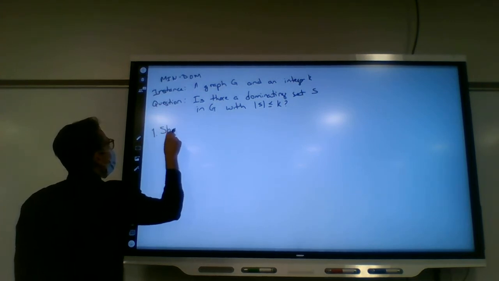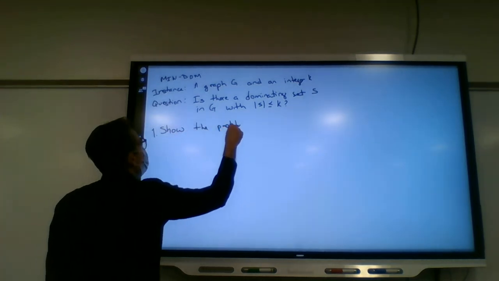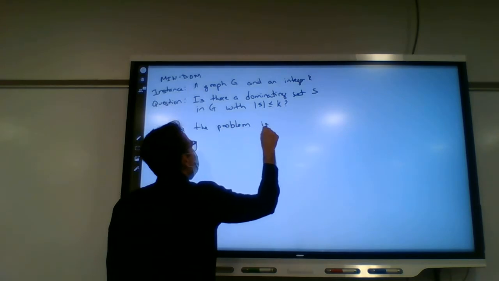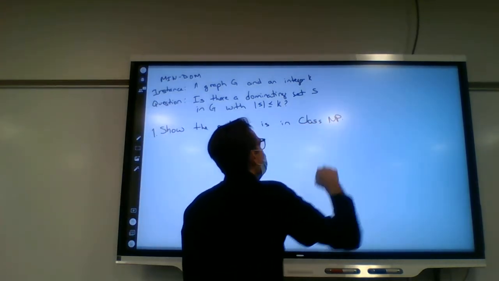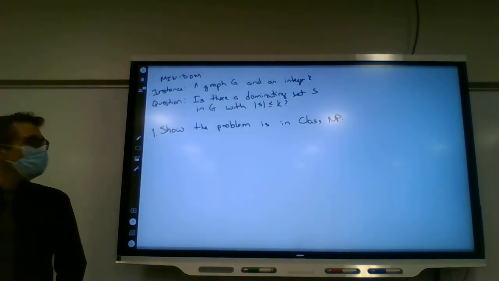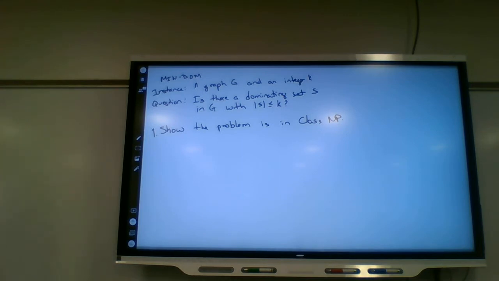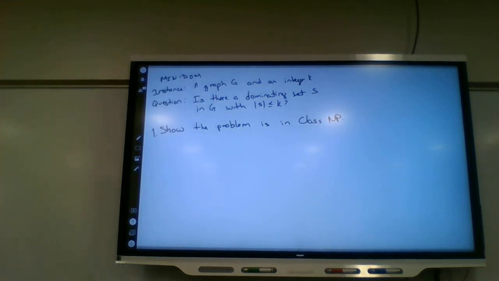Okay, so our problem, minimum domination, first of all, let's show that this problem is in class NP. So how would we show that it is in class NP? We have to be able to describe how to check a potential answer. All right, so what does it mean to check a potential answer?